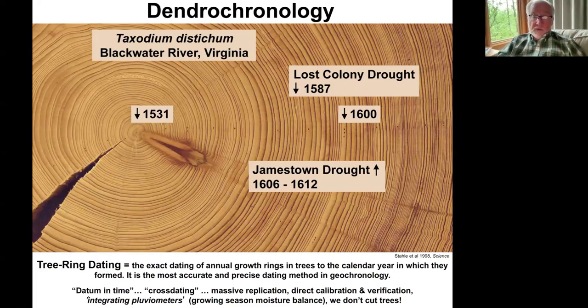We also massively replicate the core samples, and we can directly calibrate the derived tree ring chronologies with climate data. We can validate it against withheld climate data or historical information. I mean, the trees are kind of integrating pluviometers, rain gauges, that is. They kind of integrate the growing season moisture balance in the width of the ring. We don't cut the trees. So I beat that one pretty bad.